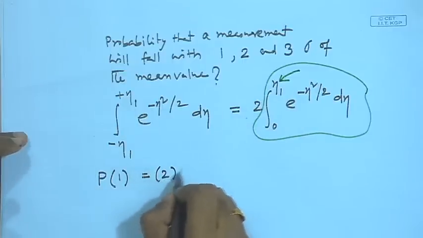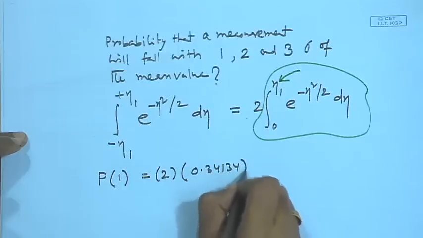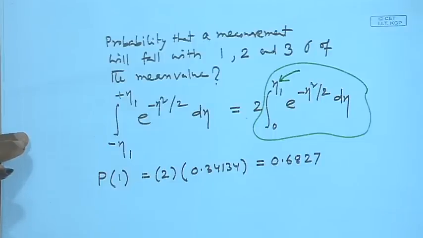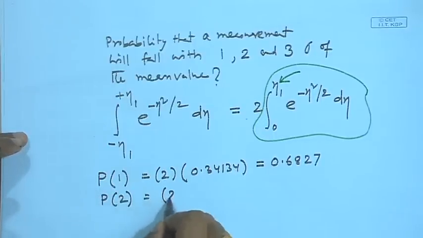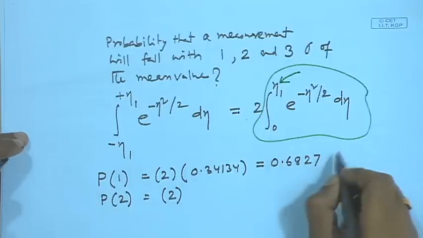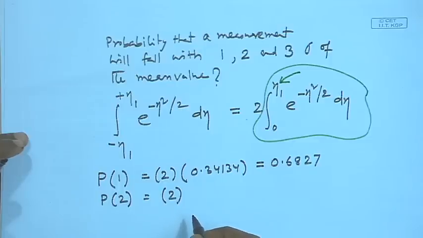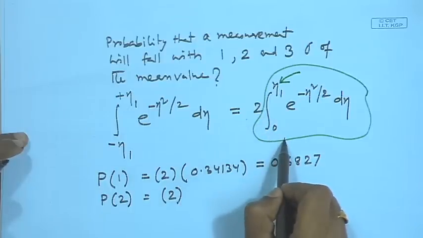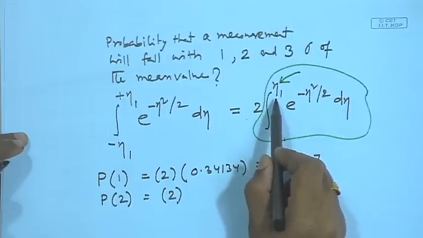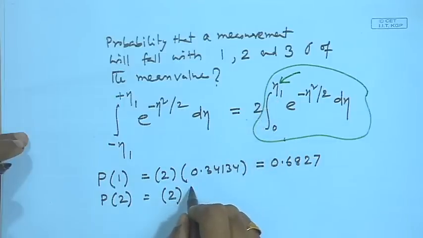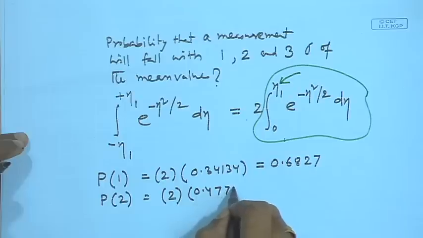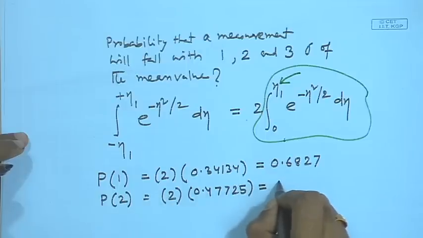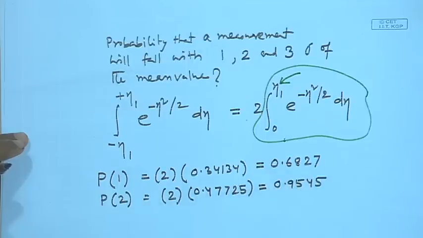If you look at the table, this value is 0.34134, which will come as 0.6827. Similarly, the probability that a particular measurement will fall within plus minus 2 sigma of the mean value can be computed as 2 into the value of this when eta 1 equal to 2, which can be found from the table, whose value can be obtained as 0.47725. This will be 0.9545.